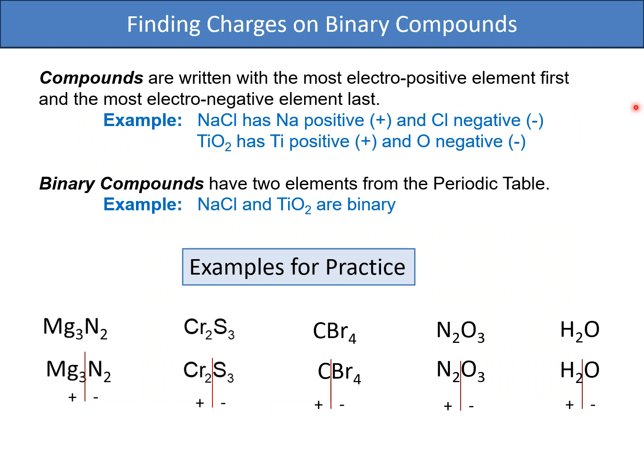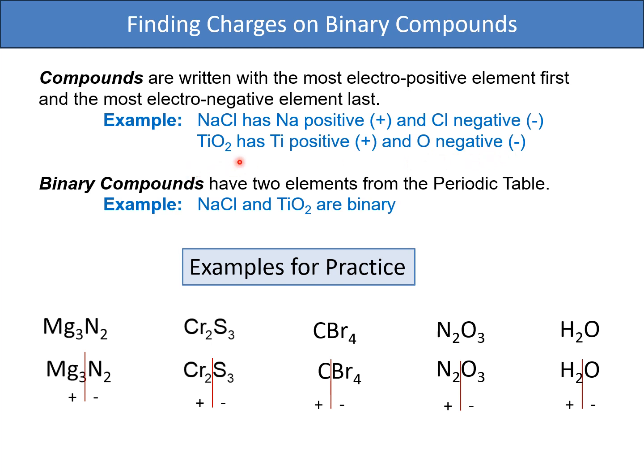It's important to note that compounds are written with the most electropositive element first and the most electronegative element last. In other words, the element on the left side of the compound is positive, the element on the right side is negative. And that follows the periodic table trend, where in general, if you had two elements, the left element would be positive, the right element would be negative. So, for example, sodium chloride, sodium is positive and chlorine is negative. In titanium 4 oxide, titanium is positive and oxygen is negative.